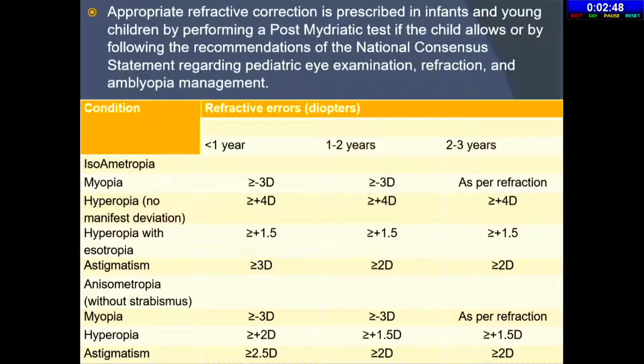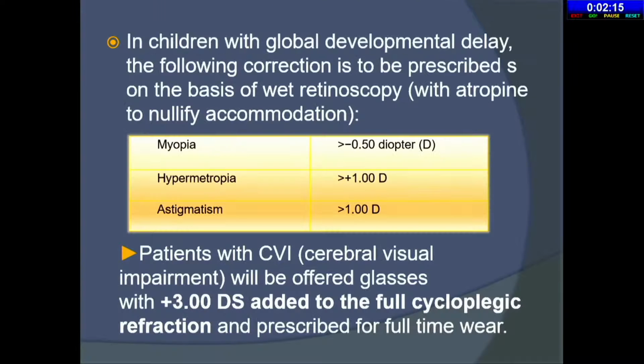Now, appropriate refractive correction is prescribed in infants and young children by performing a post-mydriatic test if the patient does cooperate for a post-mydriatic test, or is given a prescription based on the recommendation of the National Consensus Statement regarding pediatric eye examination, refraction, and amblyopia management. So this is the category given by the National Consensus Statement, how you will prescribe for the following children.